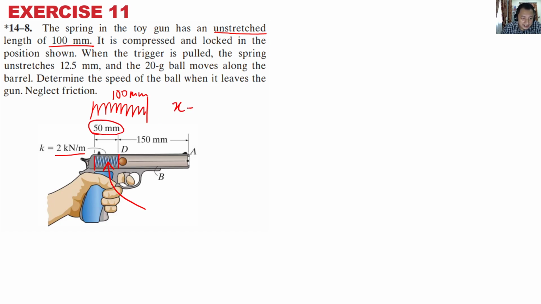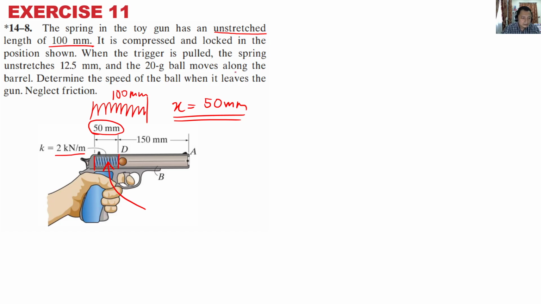So dia punya X is equal to L0. X is sama dengan 50 lah. This is the elongation. It doesn't matter whether it is elongated or compressed. Spring's energy still remains the same. Compress and lock in the position. When the trigger is pulled, the spring unstretches 12.5 mm. And the 20-gram ball moves along the barrel. Okay.